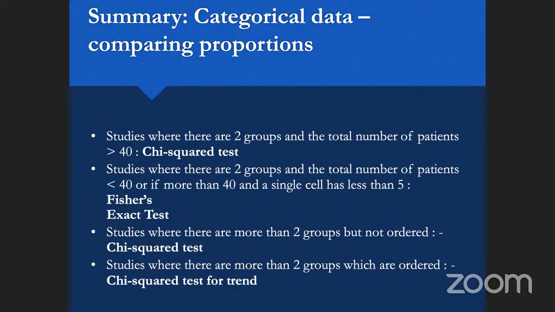In summary, for categorical data comparison, in studies where there are two groups and the total number of patients is more than 40, we should use a chi-square test. If there are two groups and the total number of patients is less than 40, or if there are more than 40 with a single cell that has less than 5, then we will use the Fisher exact test. For studies where there are more than two groups but they are not ordered, we should use a chi-square test. And in studies where there are more than two groups which are ordered, we should use the chi-square test for trends.